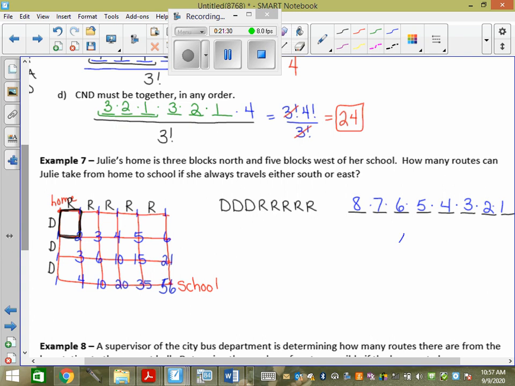Because on the top, which is 8 factorial, remember, I treat the letters like they're all different every single time. I always do that, right? I treat them like they're all different. Like I can tell the difference between the 3 Ds and the 5 Rs. Yes? But what do I have to remember to do in the end? Divide by what? 3 factorial and 5 factorial.